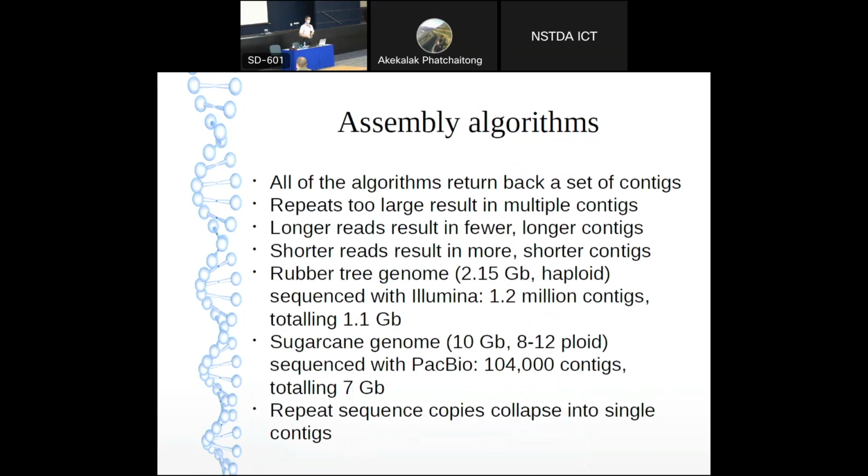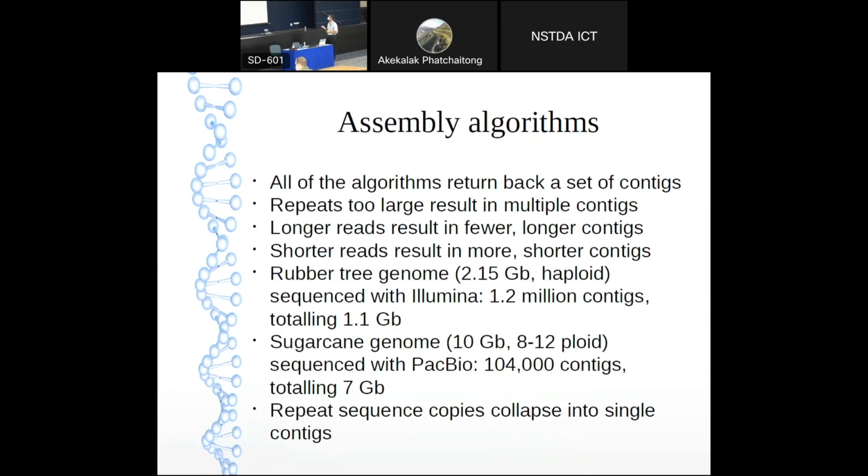Okay, so all of these algorithms return back a set of contigs. Repeats that are too large result in multiple contigs. Longer reads result in fewer longer contigs, and shorter reads tend to give you a much larger number of short contigs. So, for example, we've sequenced the rubber tree genome.